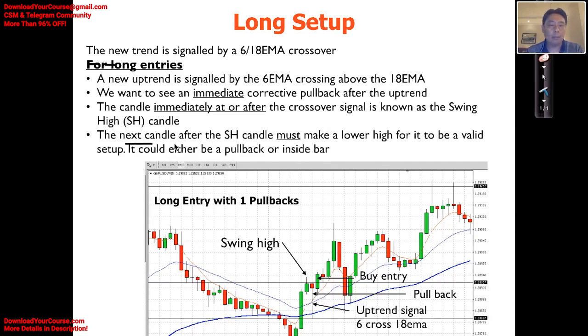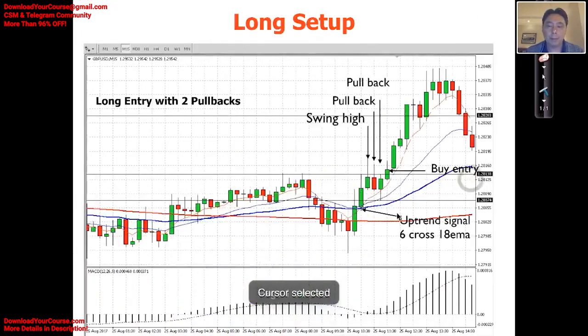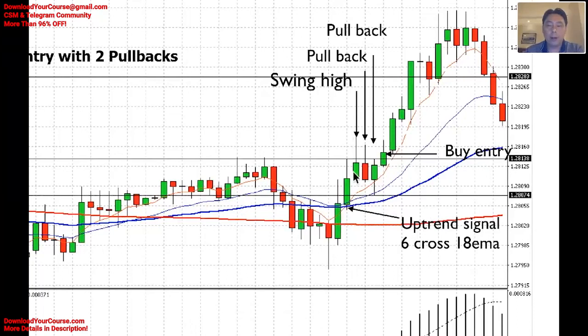The next candle right after the swing high must make a lower high for it to be a valid setup. It could be either a pullback or an inside bar. Remember that? Okay, good. So right after the swing high, what do we have here? We have got a pullback candle, right? Because it makes a lower high and a lower low. So we have a pullback candle, so it's valid.